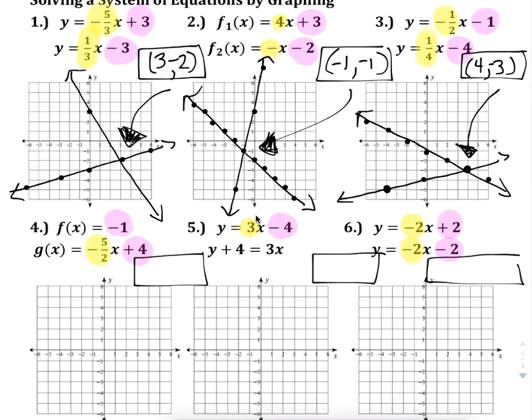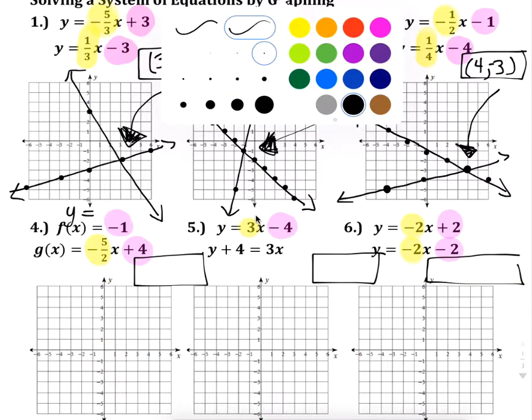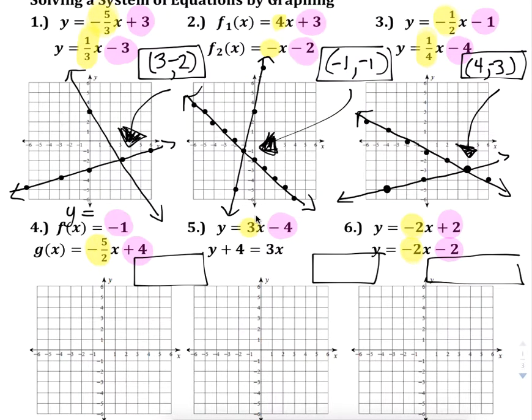So for these kind of problems, the graph is your, quote, work. The box, or the point, that is your final answer. Make sure you show your work and give a final answer, okay? Let's try problem 4. Remember that f of x is the same as writing y equals, so we're going to graph y equals -1. Well, that's a horizontal line going through -1.